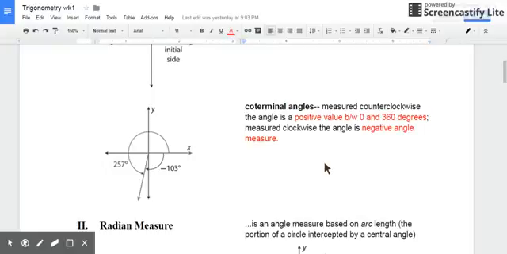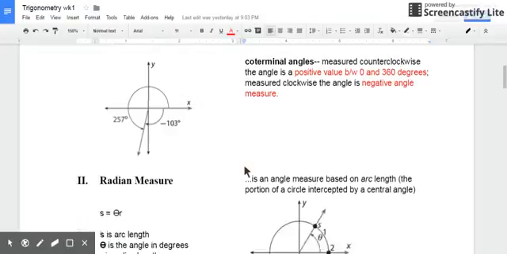We can also do angles that are rotated more than once around the vertex, around the origin, and we can have angles larger than 360 degrees. And we will discuss measures of that magnitude.